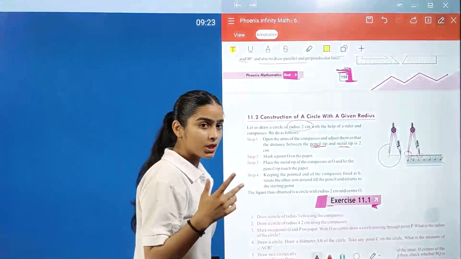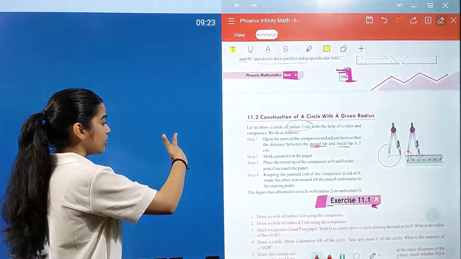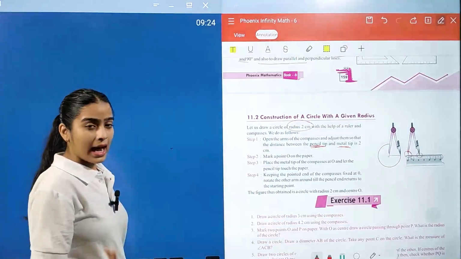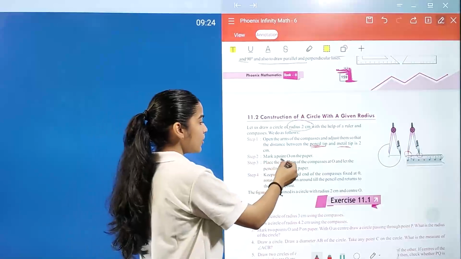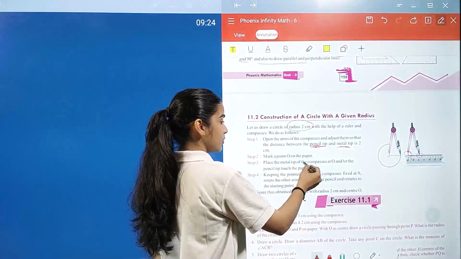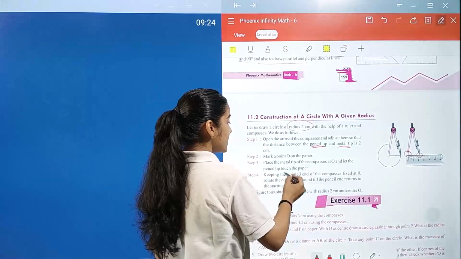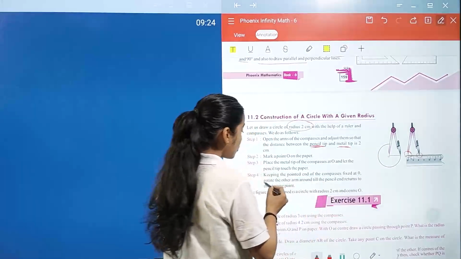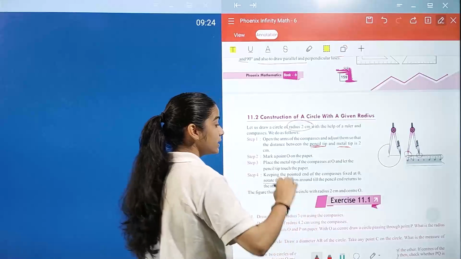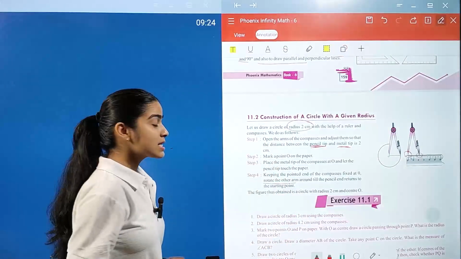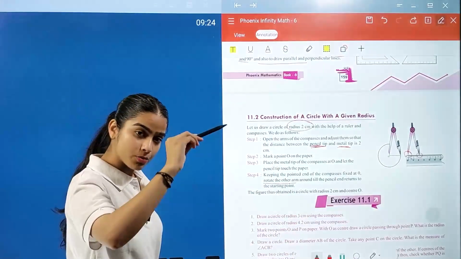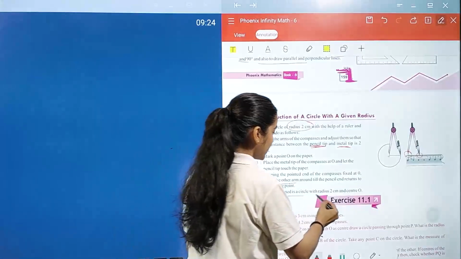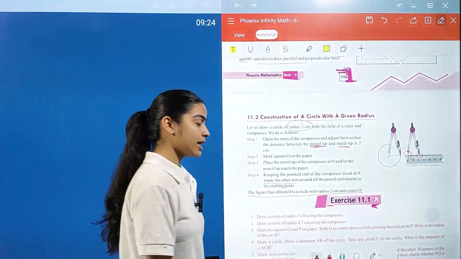After this, you keep the compass metal tip at a particular point like this, and make a round around it, and this is your circle. So mark a point O on the paper, place the metal tip of the compass at O and let the pencil tip touch the paper. Keeping the pointed end of the compass fixed at O, rotate the other arm around till the pencil end returns to the starting point. Where you start, it should end at that particular point. The figure thus obtained is a circle with radius 2 centimeters and center O.